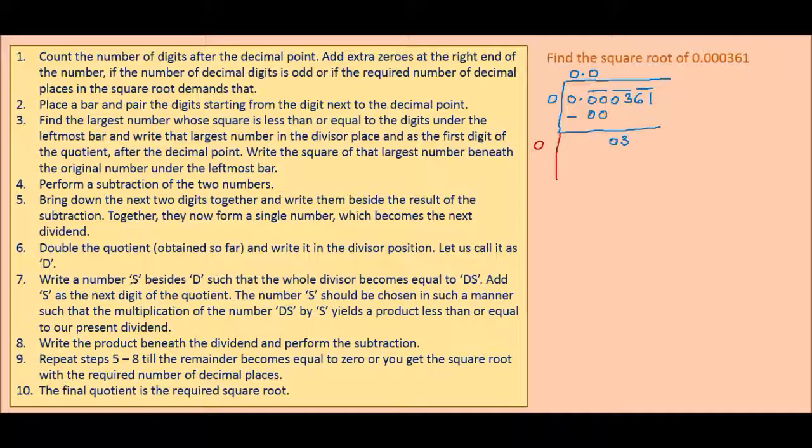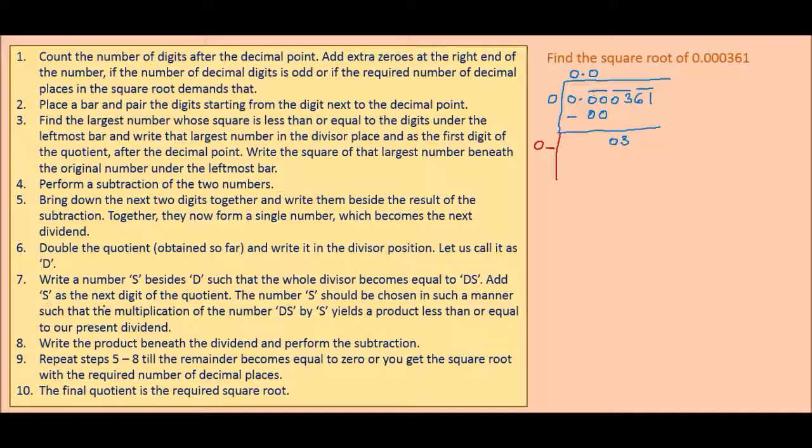Let us call it D. So D is equal to 0. Rule number 7: Write a number S beside D, on the right-hand side, such that the whole divisor becomes equal to DS. This is D and this will be S.